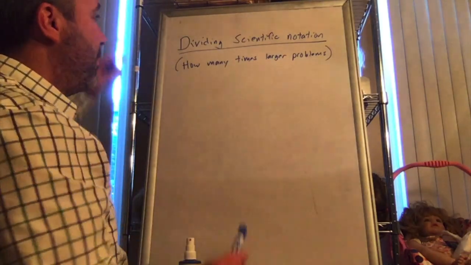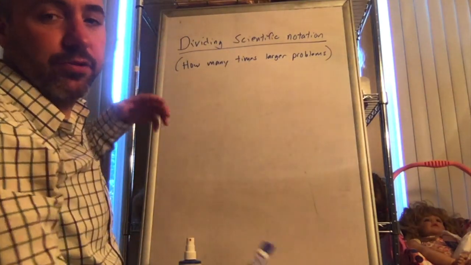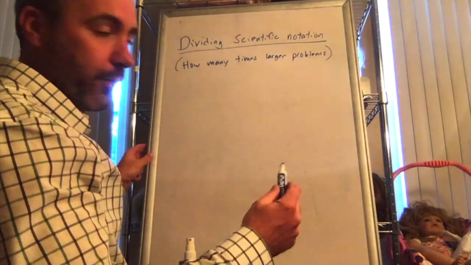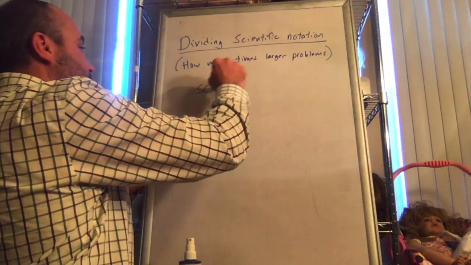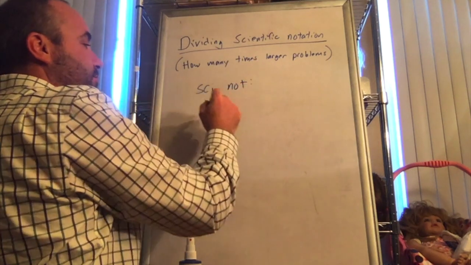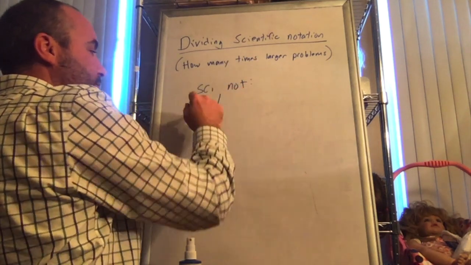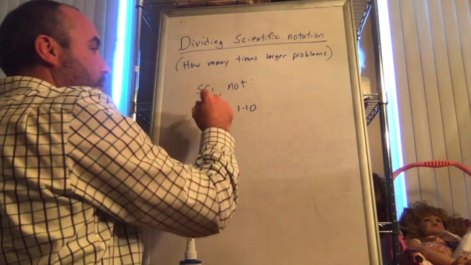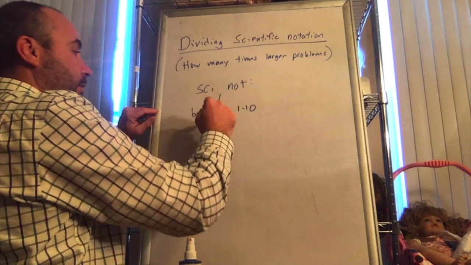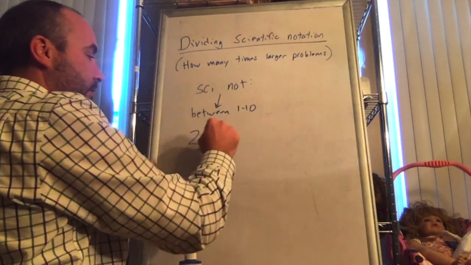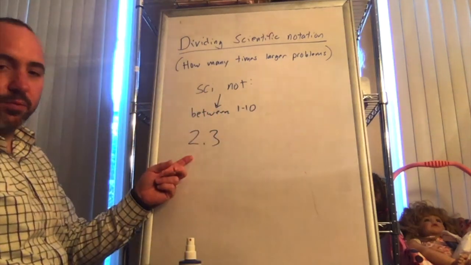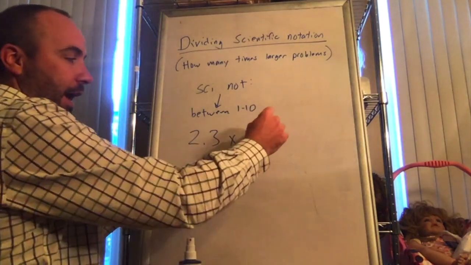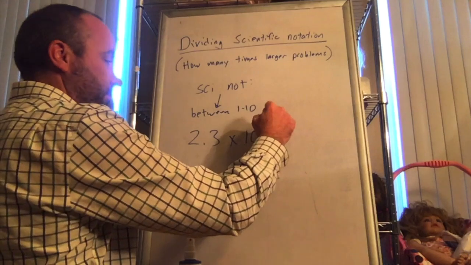Hey, we're going to talk about dividing scientific notation, or the how many times larger problems. A couple things to go over first. First, in scientific notation, we need to make sure that the first number is between 1 and 10. We call this the coefficient. So the coefficient, say 2.3, has to be between 1 and 10. And then the power of 10 has to have an integer exponent.